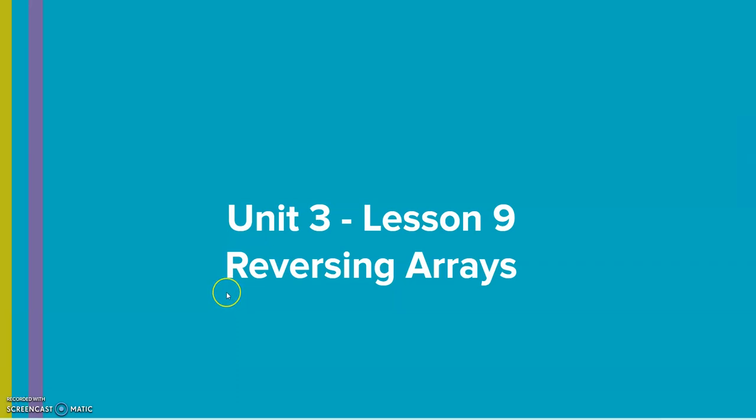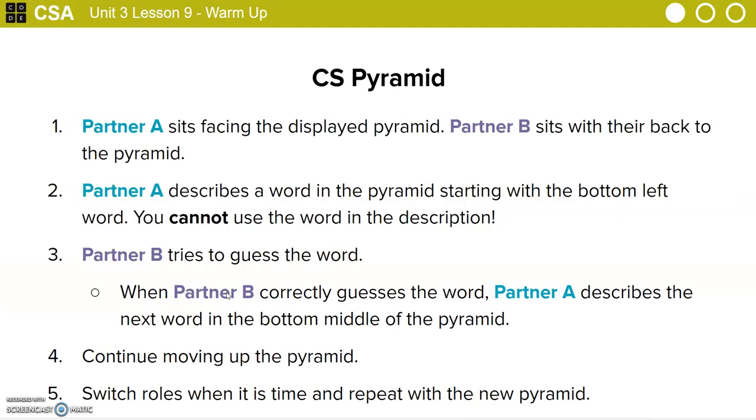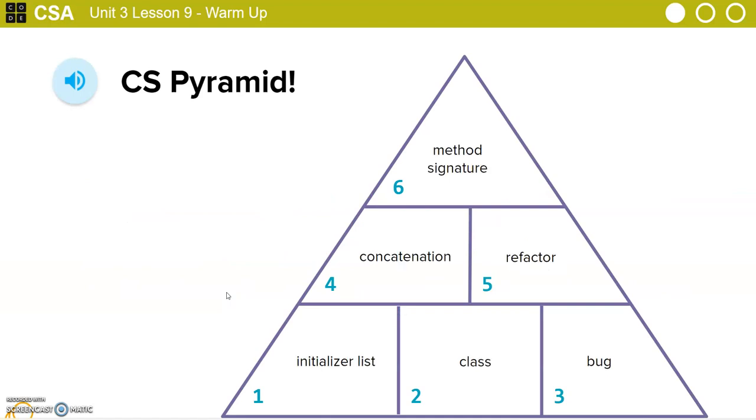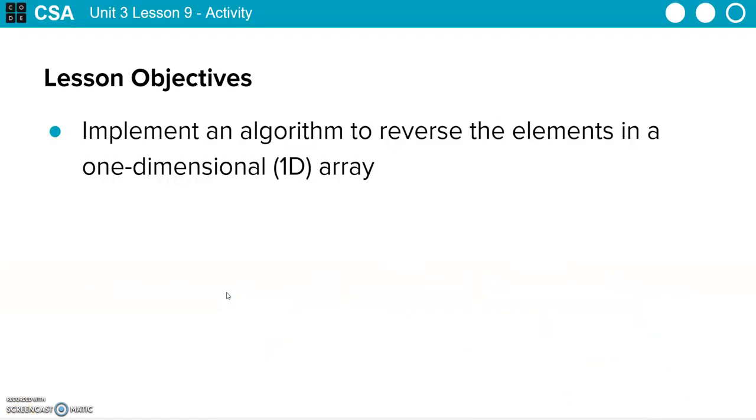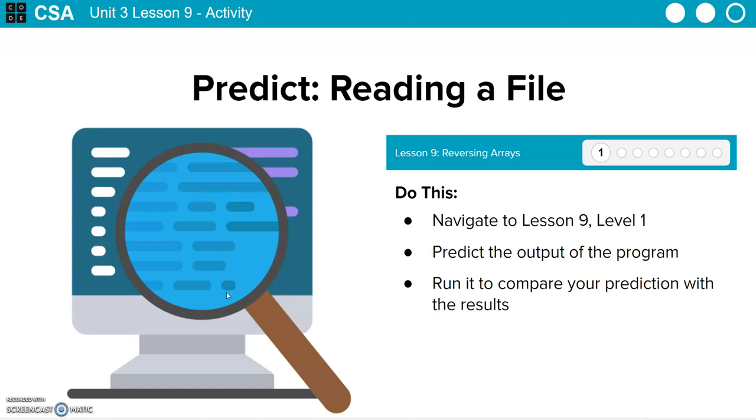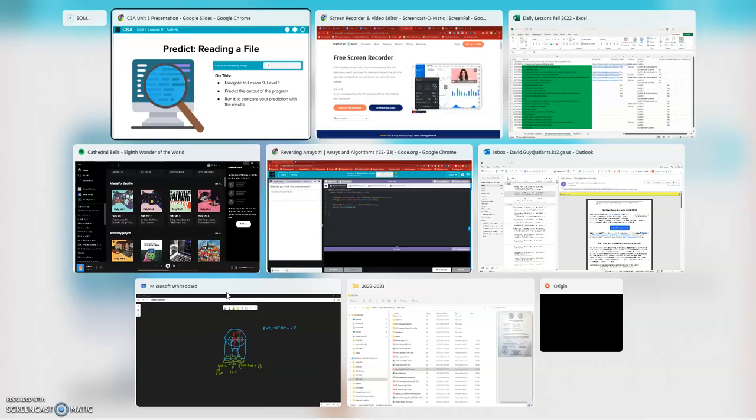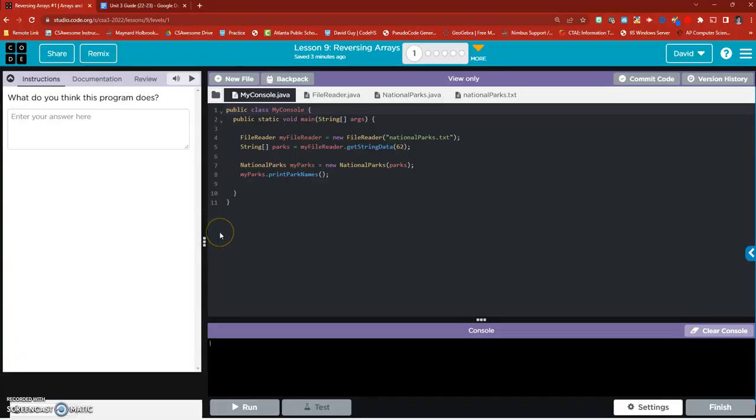Okay, now we're on lesson 9, reversing arrays. So we're going to work on having a 1D array and then creating an algorithm that will reverse it. Now remember, arrays are immutable, so we can't actually change the original one, but we can create a new array that could be the reverse.